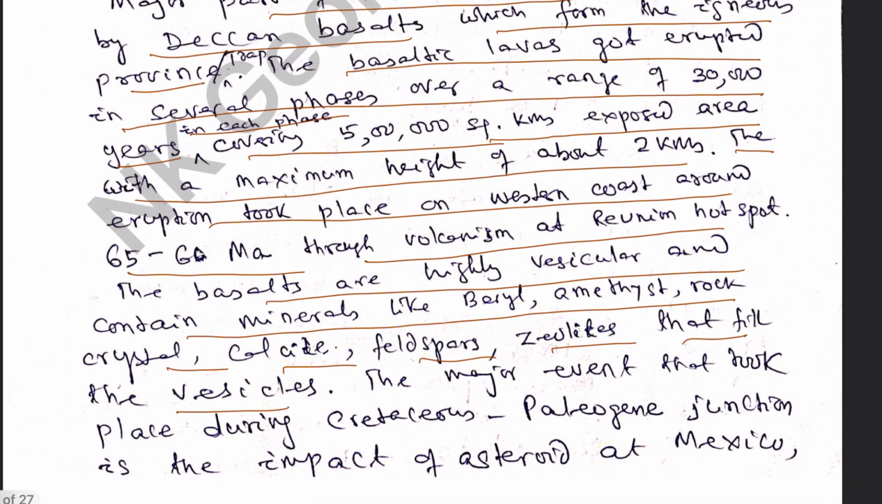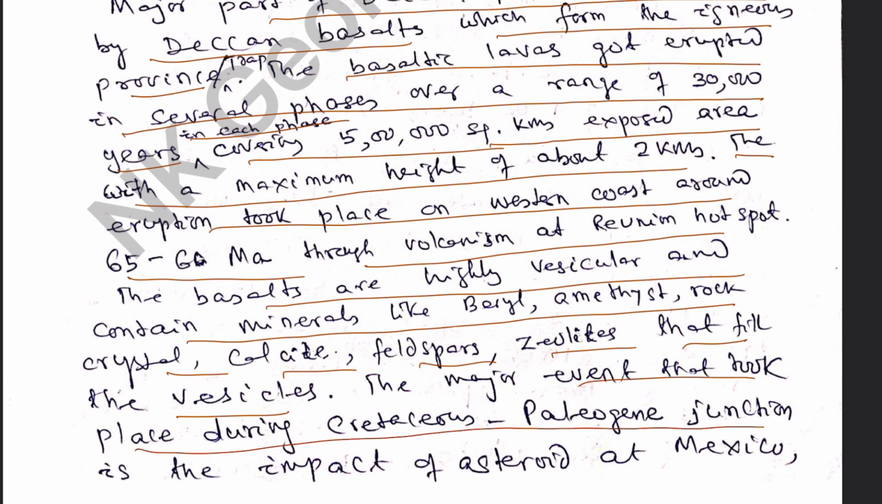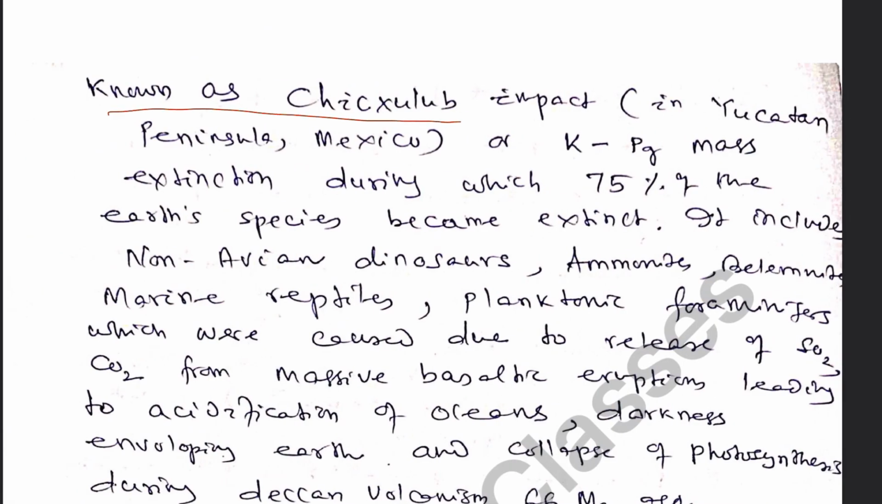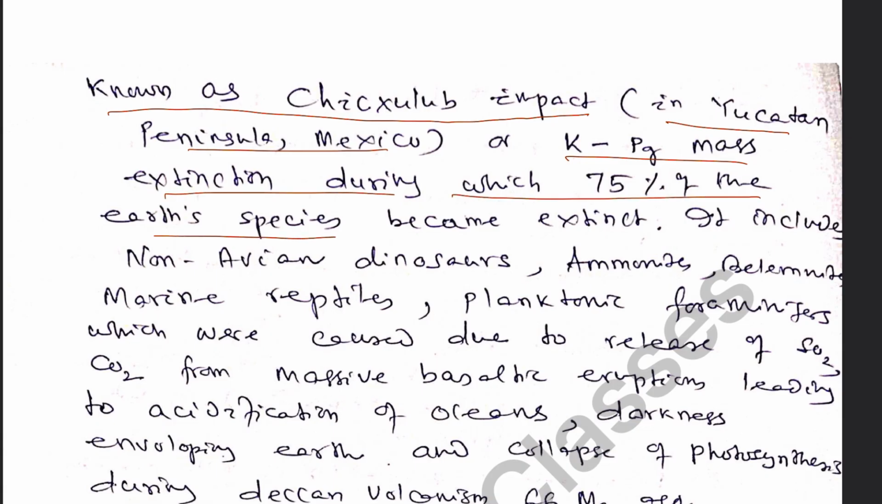The major event that took place during Cretaceous-Paleogene junction is the impact of asteroid at Mexico, known as Chicxulub impact in Yucatan Peninsula, Mexico. This is known as KPG mass extinction, Cretaceous-Paleogene mass extinction, during which 75% of Earth's species became extinct.